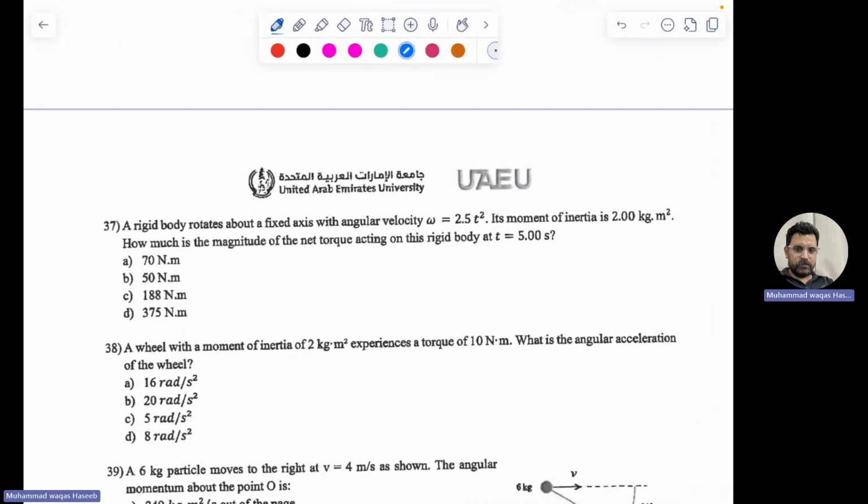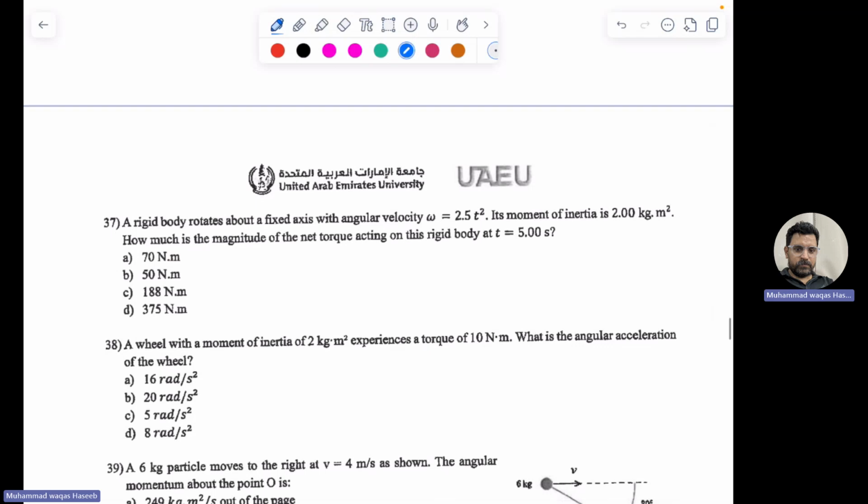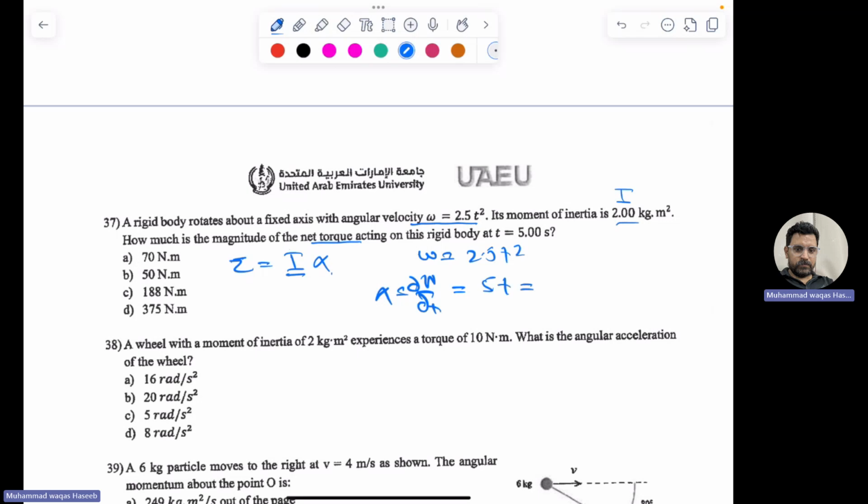Okay, question number 37. A rigid body rotates about a fixed axis with the angular velocity given by this. Its moment of inertia is this. What is the magnitude of the net torque? So torque is nothing but I alpha. We have I, but we don't have alpha. So alpha comes from here. Just take the first derivative of the angular velocity. So 5t, and t is 5 seconds, which is 25. So tau will be 2 multiplied by 25, which is 15 Newton meter.